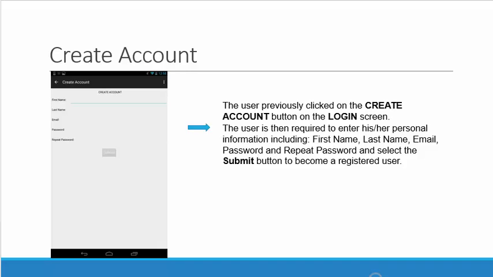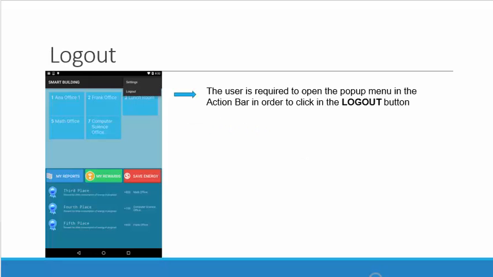To create an account, the user will click on the Create Account button on the login screen, and then the user will enter his first name, his last name, an email address, a password, and repeat the password. Then the user can click the Submit button to become a registered user. To log out, the user can open the pop-up menu in the action bar and click on the Logout button.